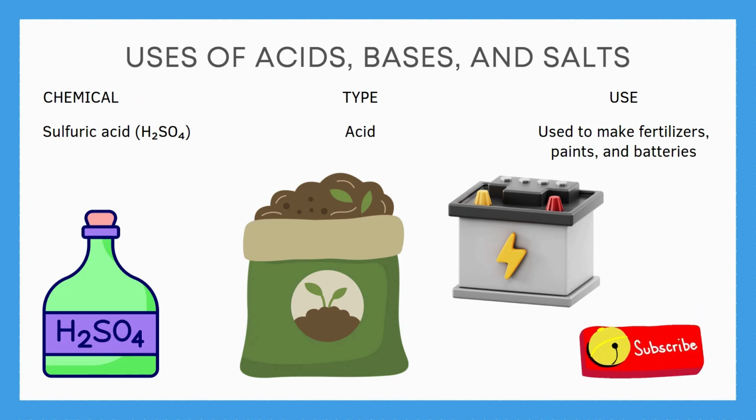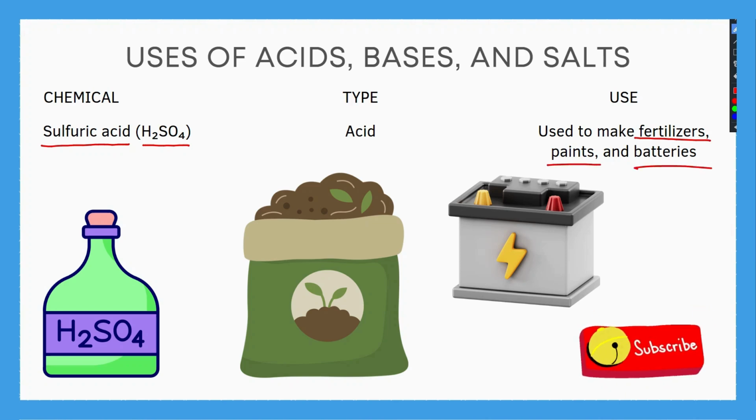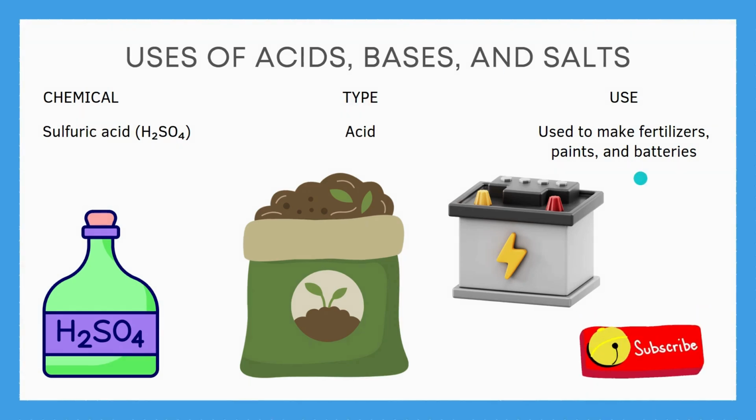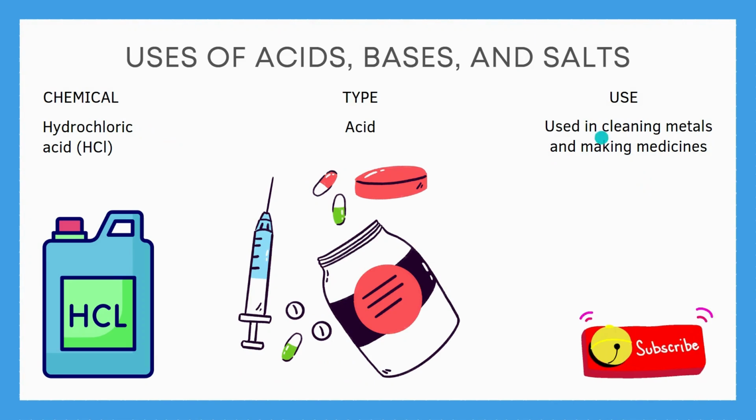Now let's talk about one of the acids that we have and how it applies to agriculture. The acid that we want to talk about is sulfuric acid, also known as H2SO4. It is actually used to make fertilizers, paints, and even batteries. Not just any kind of battery, but the battery that you use in your cars. The battery that you use in your cars actually makes use of sulfuric acid. I trust this video is being educative for you.